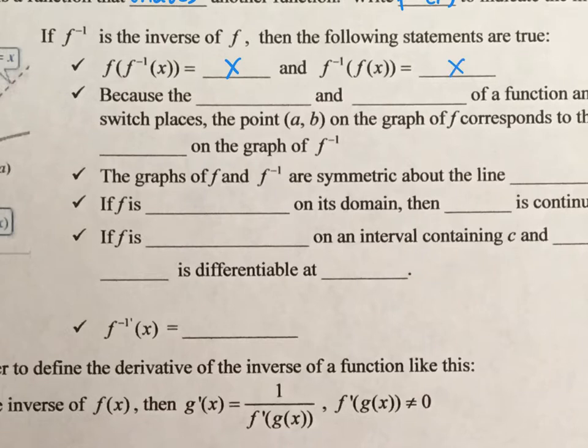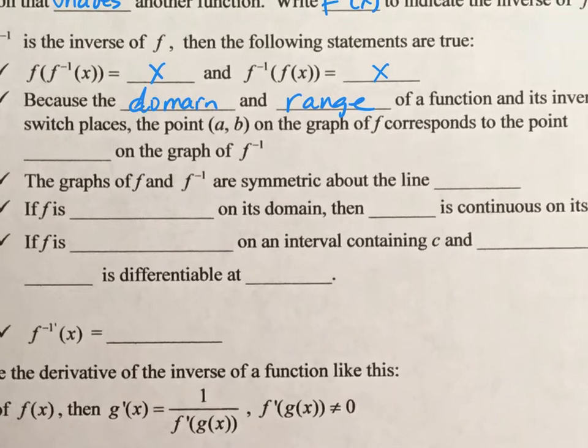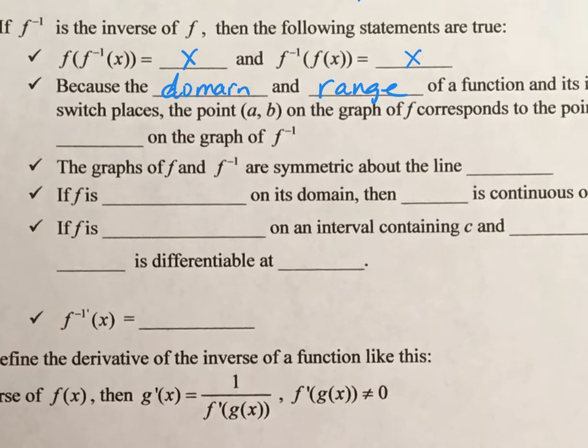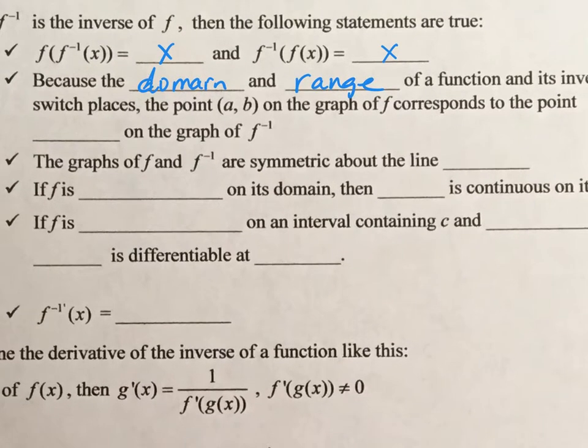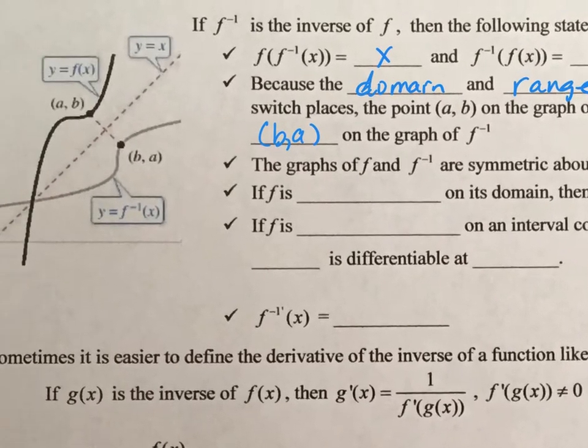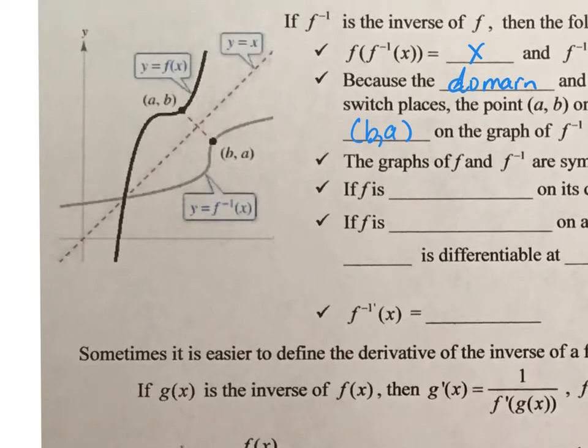Okay, also, because when we're talking about a function and its inverse, the domain and range of a function and its inverse switch places, then the point a, b on the graph of f corresponds to the point b, a on the graph of f inverse. So let's take a look at this picture over here. So here we have a function f. This is our function f of x. Its inverse, f inverse of x, looks like this.